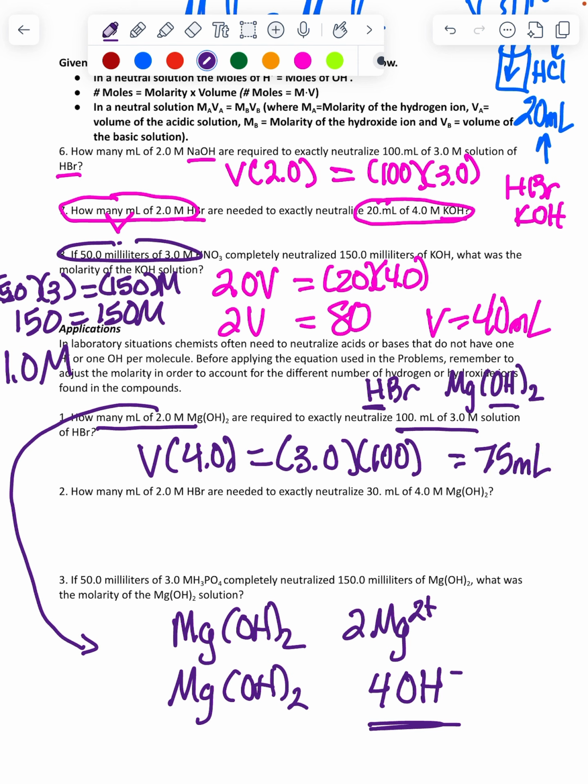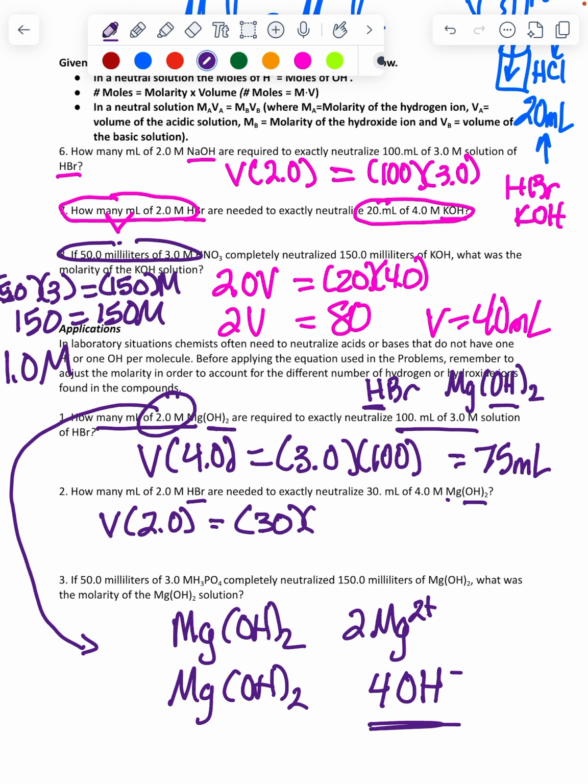So again, why did I not use 2? Because if I have 2 molar, I get twice as much. So you have to double it. So notice again, you still have HBr and you have Mg(OH)2. They're not in one-to-one. So how many milliliters of 2 molar will neutralize 30 milliliters of 4 molar?